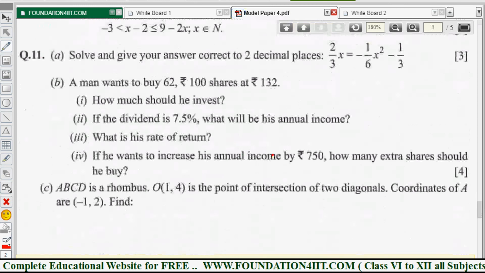Now let us see this last question to solve these problems. Let us see this last question from this paper. So question number 11. First one is solve and give your answer correct to two decimal places. 2 by 3x is equals to -1 by 6 x square minus 1 by 3. So we'll make into quadratic equation, and by applying formula we'll find out the solution for this. So let me take the quadratic equation.